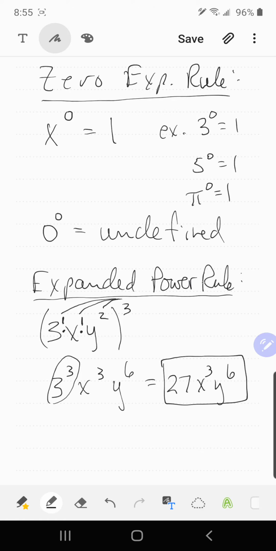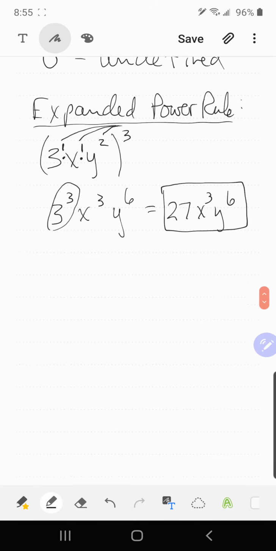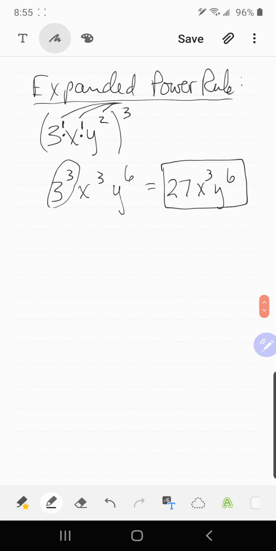And again, what the expanded power rule does is it allows you to take a monomial with several factors and evaluate it raised to a power. Okay, we've got one more rule to look at, and that is the rule for negative exponents.